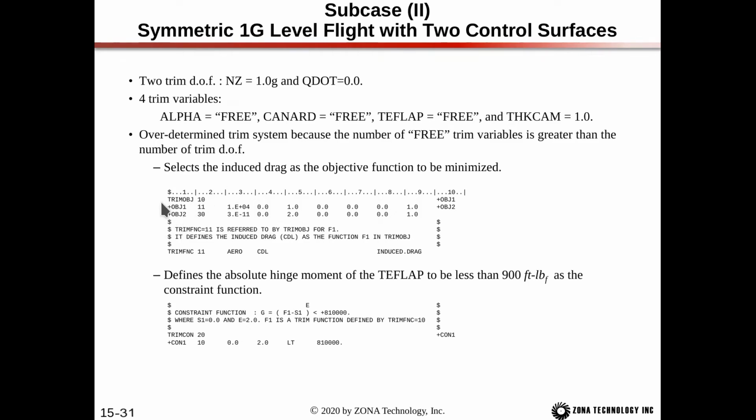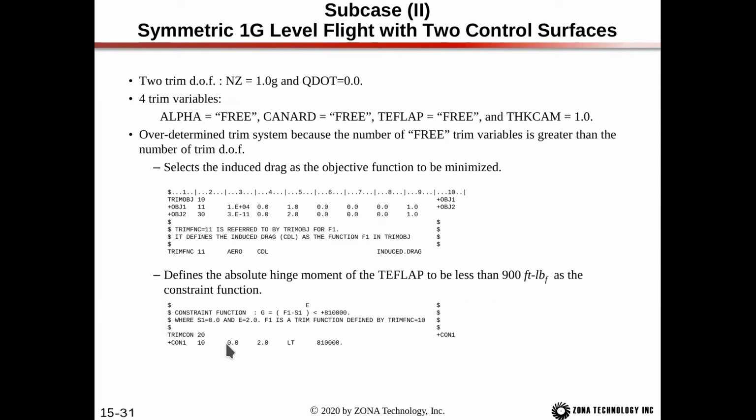So that is done through this trim objective bulk data card here. So the trim function here is measuring CDL, and so this trim objective is simply referring to this trim function, and we're going to minimize this. And then also we're going to define the absolute hinge moment on the trailing edge flap to be less than 900 foot-pounds as the constraint function.